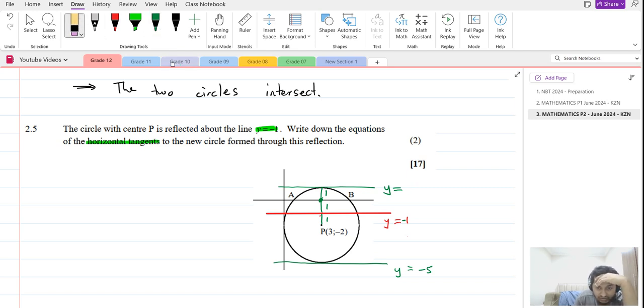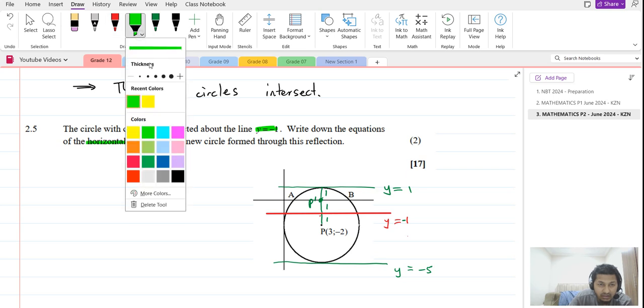No, not 3. 1, 2, 3. So y equals, yeah, it's from here to there. The original is y equals 1 and y equals -5. Now, after the reflection, what happens now? Your point P1 is here, so you need to go 3 up. Why 3 up? Because the radius is 3.